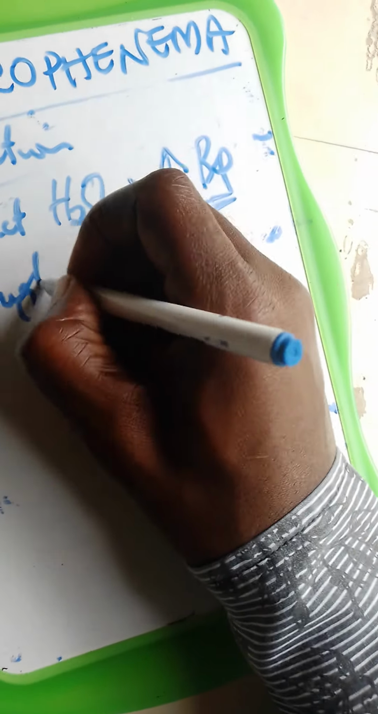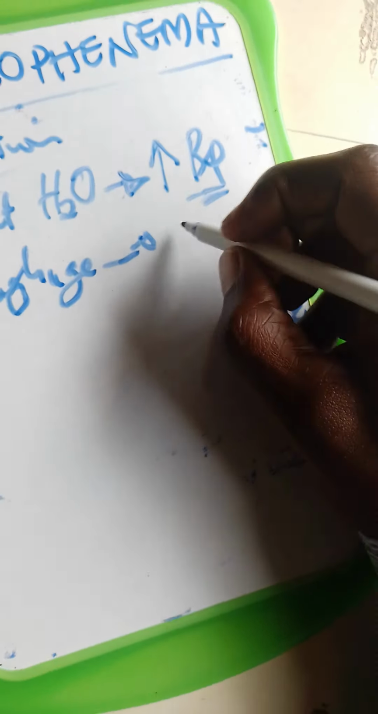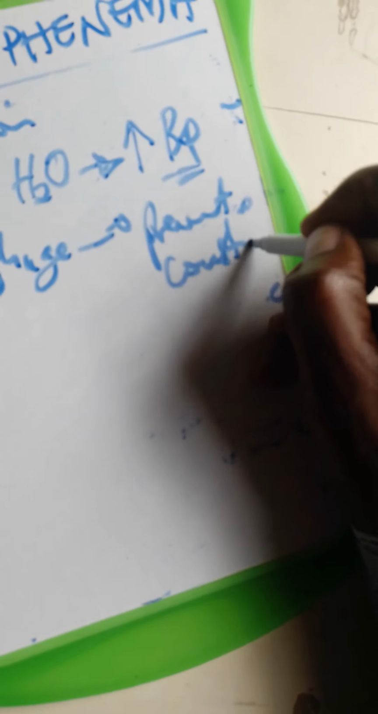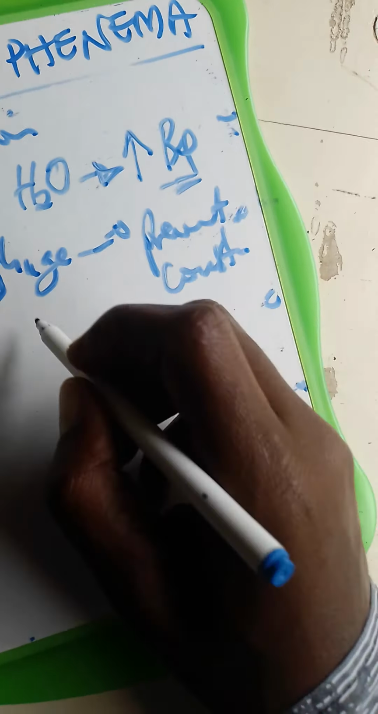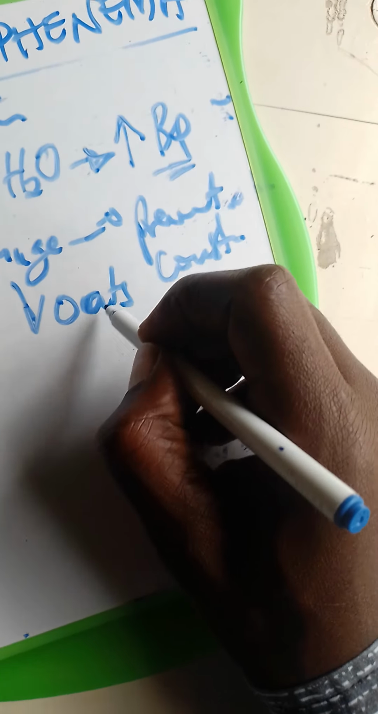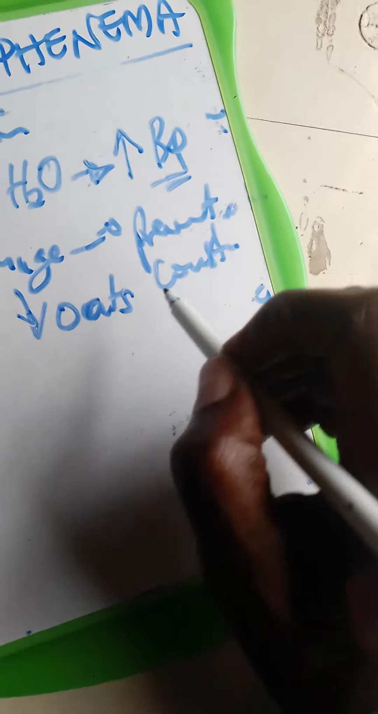Then there are those conditions whereby somebody is constipated. So you're going to offer foods rich in roughage. When you offer food rich in roughage, you're trying to prevent constipation. So you're going to say that I will offer foods rich in roughage, such as oats, to prevent constipation. So that's what you're going to do.